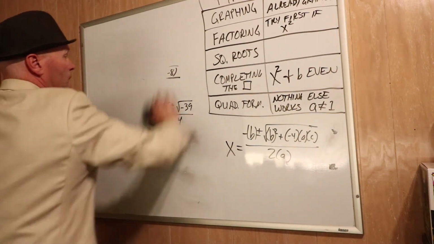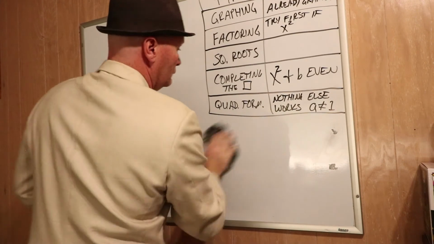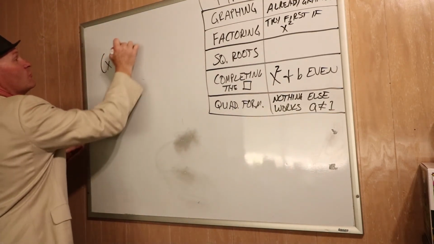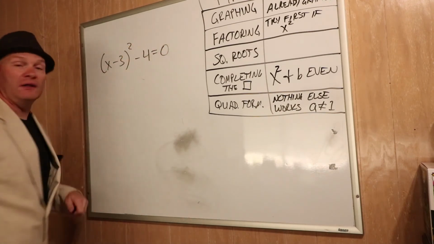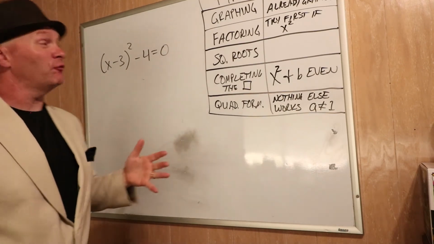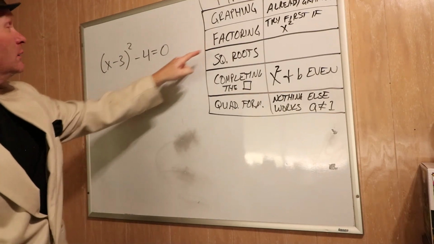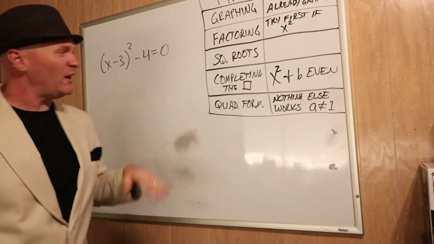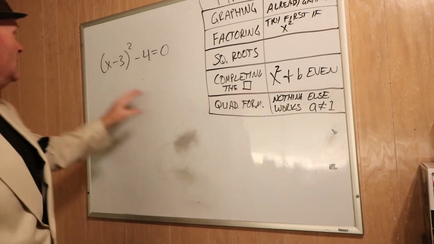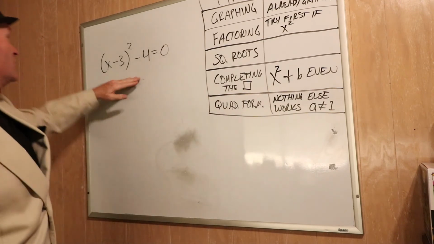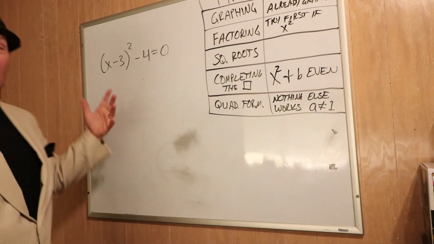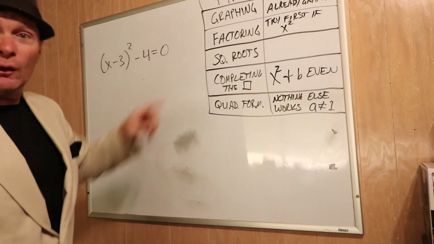Last one. X minus 3 squared minus 4 equals 0. Let's see, could we graph it? We maybe could. It'd be difficult. Factoring, that's not a great one for factoring because it looks weird. Complete the square, x squared and an even b. Well, I don't even know where b is on this one. We could use the quadratic formula, but I don't know what a is. So let's try square roots, okay?